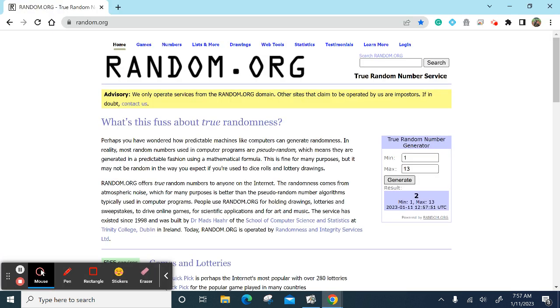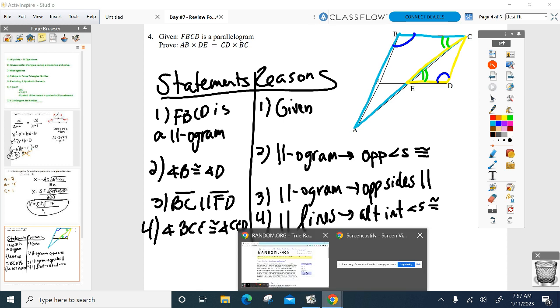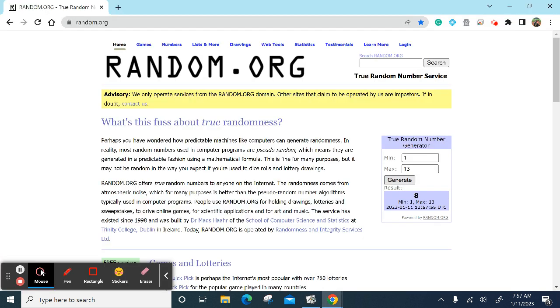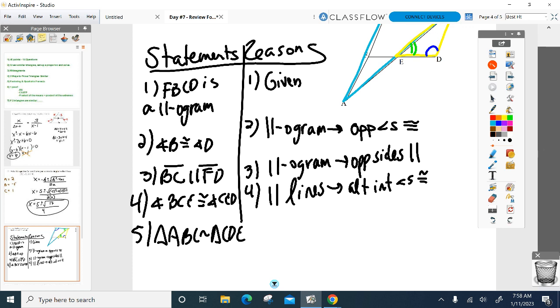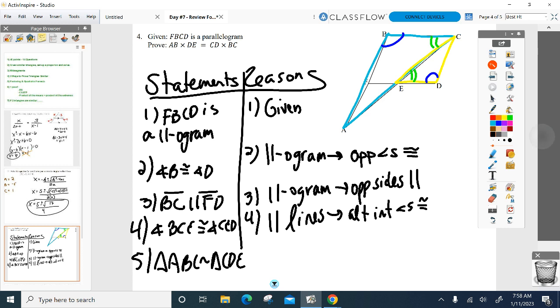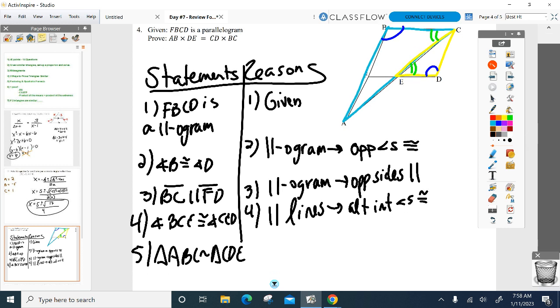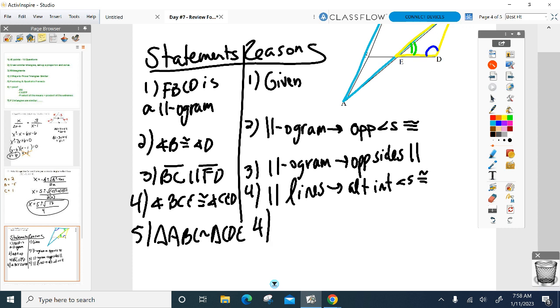Match them up. Triangle ABC is similar to triangle CDE. How's that look? I like it.